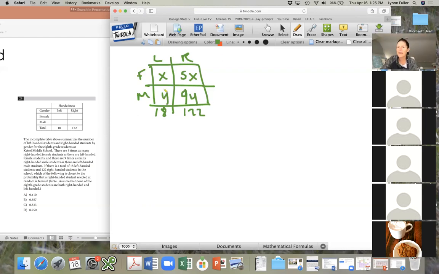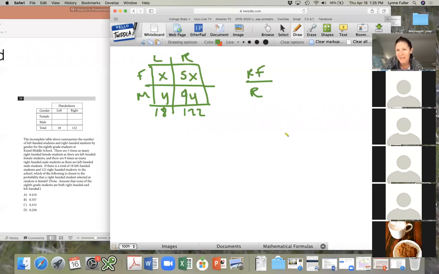So I made them X and Y. Males and females should be different variables because their totals are going to be different. And then it says if there's a total of 18 left-handed students and 122 right-handed students in the school, which of the following is closest to the probability that a right-handed student selected is female? So it's going to be out of right-handed students, and it's going to be a right-handed female. So ultimately, that is the ratio that we're looking for.